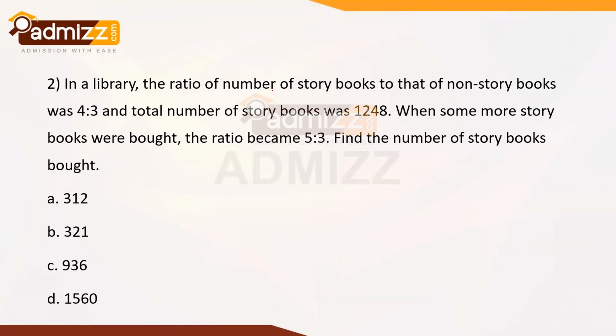In a library, the ratio of number of books, story books, to that of non-story books was 4:3. So let S be the story books and N be the non-story books, right? So S over N is equal to 4/3, right? The total number of story books was 1248, right?